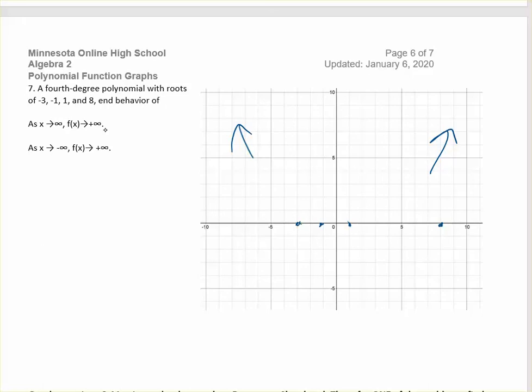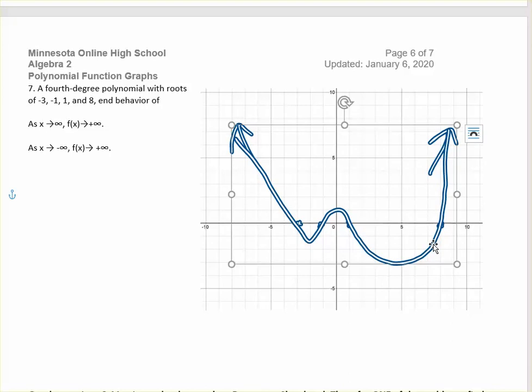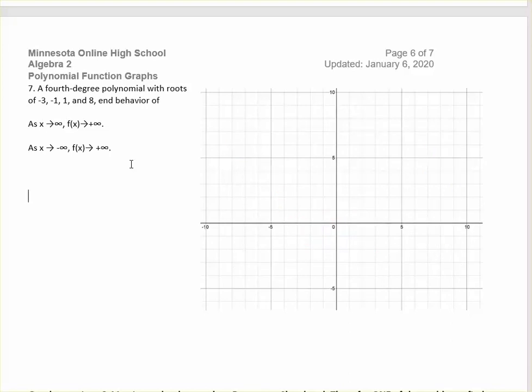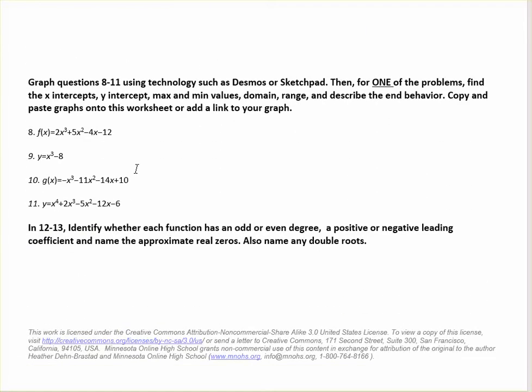And everybody's will look different, knowing that you have to end up, oops, I didn't end up in the right spot. So that won't work. So let's see, I know I have to start. There we go. Something like that would work because then it goes through all of the roots and they're all single roots, so I don't have to worry about that. And my end behavior is correct.